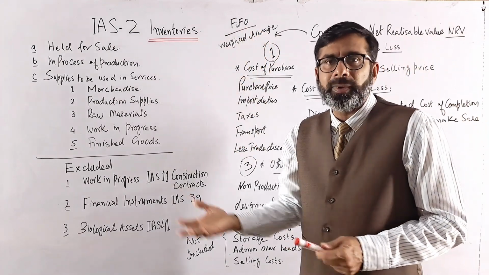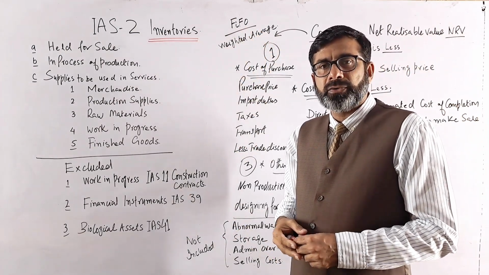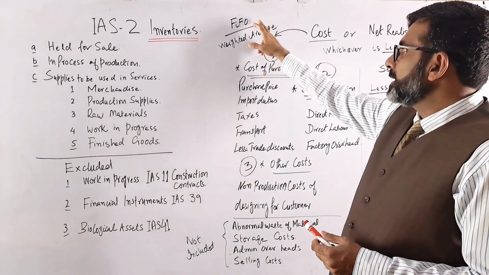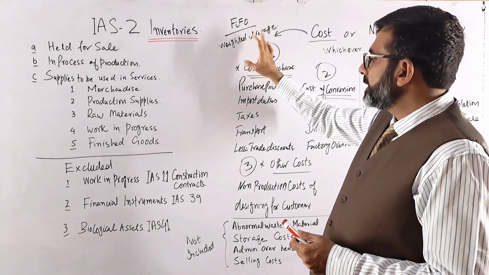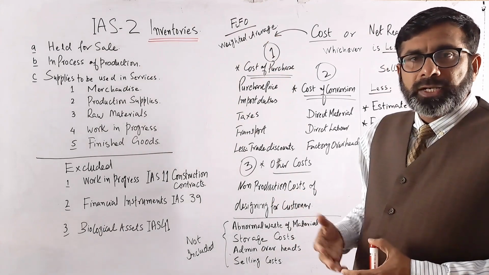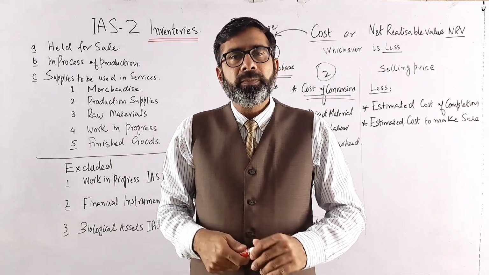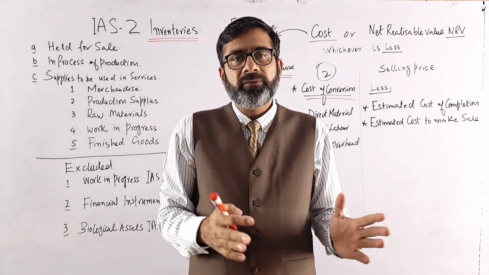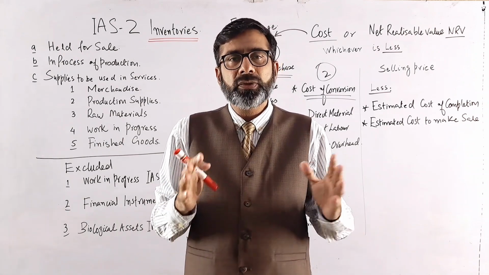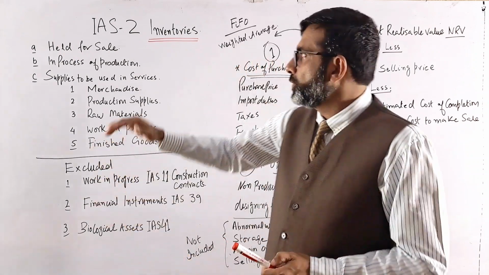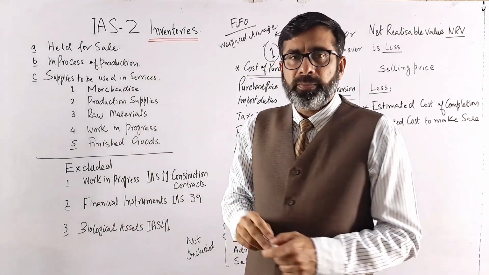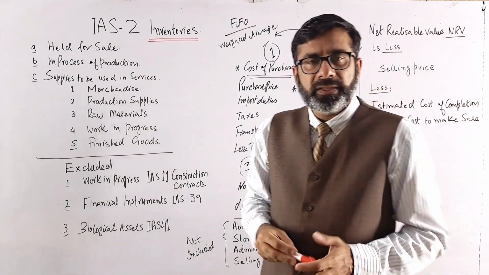method. Obviously the LIFO method is not allowed as per the International Accounting Standard. So the FIFO method, the first in first out method, and the weighted average method, how these are calculated. Then we will also discuss the different types of disclosures that are needed. So it is a series of lectures related to International Accounting Standard number 2. So we will just start with this.